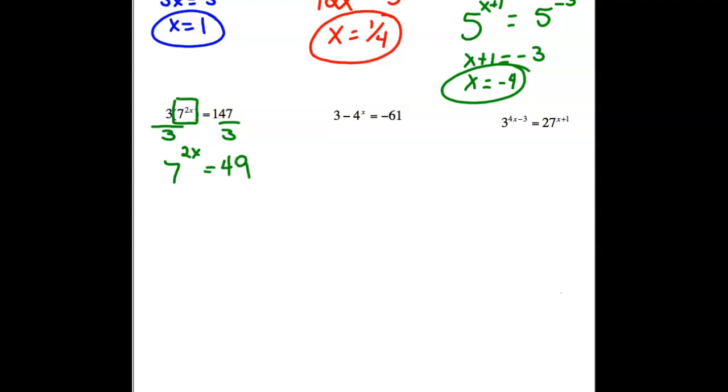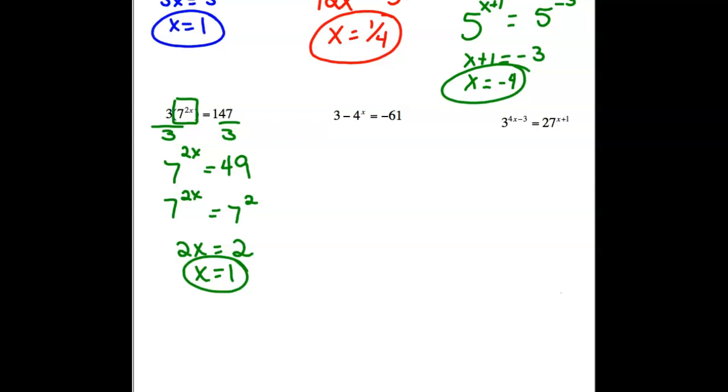And now we work towards getting that common base. We can think of 49 as 7 squared. So now we have 7 to the 2x equaling 7 squared. That means 2x would have to equal 2, or x would have to be a 1.